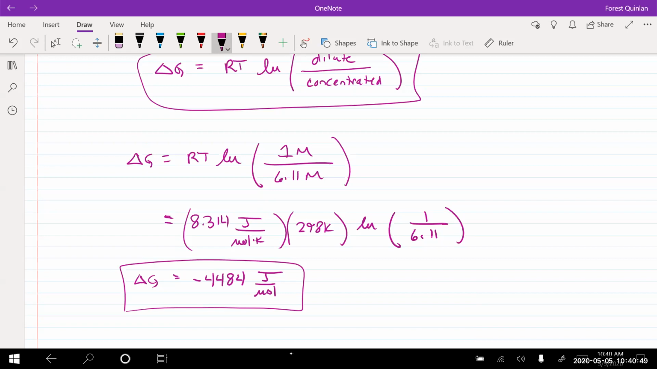This will be interesting because I've never done this and I'm going to try this and see how it works. First of all, hopefully you guys realize what this means. The negative sign means favorable. Yep, it is spontaneous.